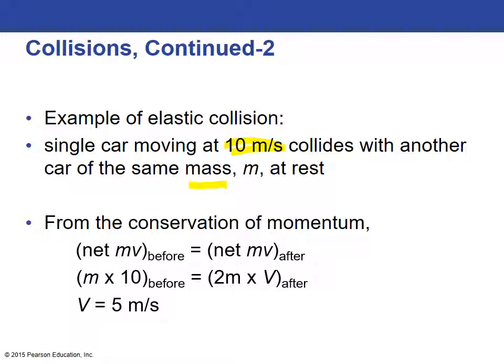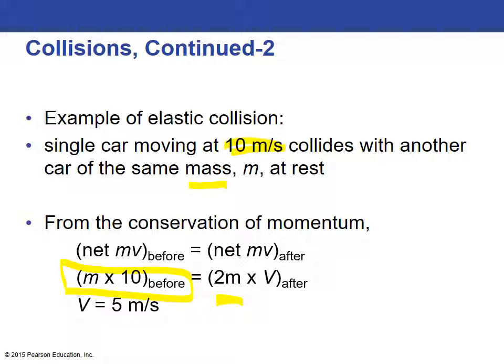So before the collision, we've got a mass moving at 10 meters per second. That's the first car. The second car has a velocity of 0, so it doesn't even add to the momentum before. Okay. Afterwards, we've got double the mass and some unknown velocity.